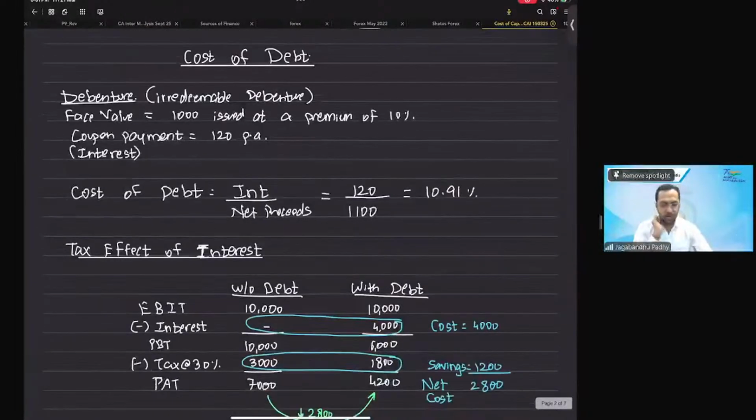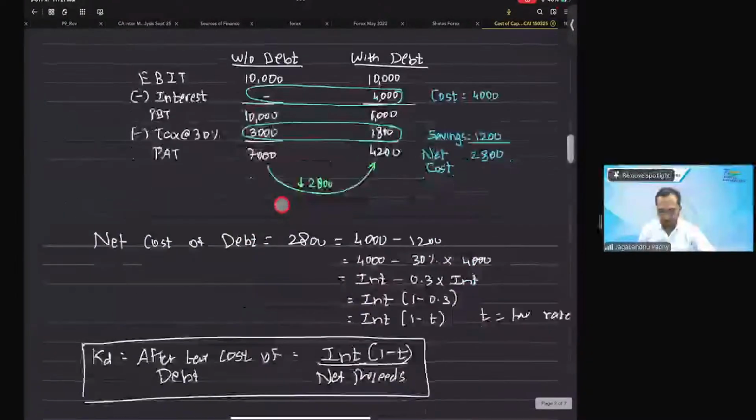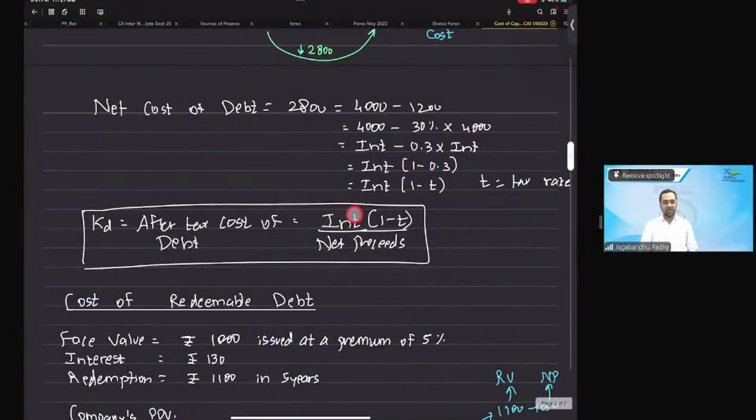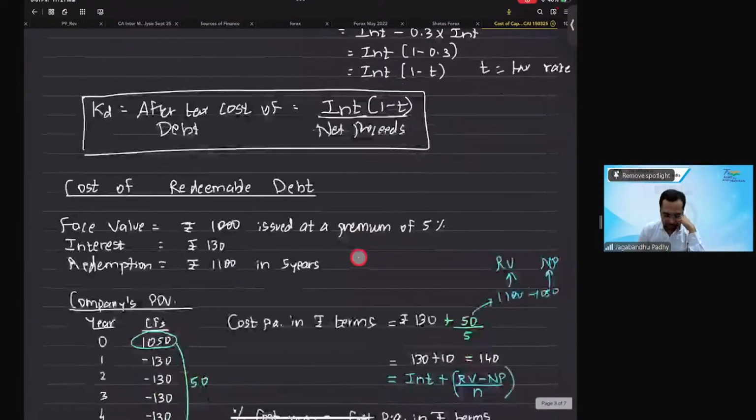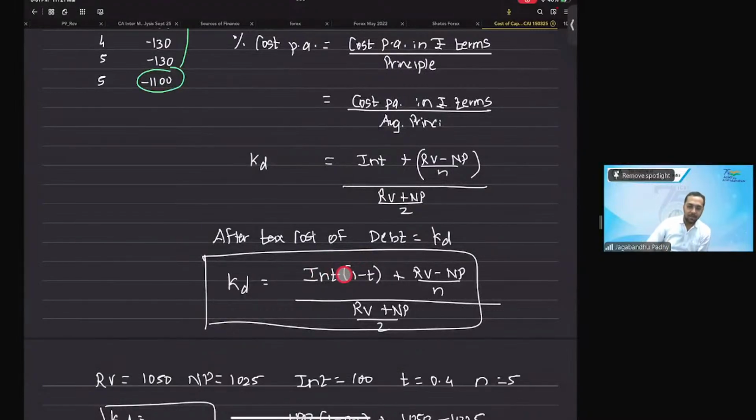Then we started with individual items, cost of debt, in which we first had the debenture, irredeemable debenture. Irredeemable debenture is calculated using the formula of interest upon net proceeds, but we made it an after-tax figure by taking it as interest into 1 minus t upon net proceeds. Then cost of redeemable debentures was calculated as interest into 1 minus t plus RV minus NP upon N, divided by RV plus NP by 2.